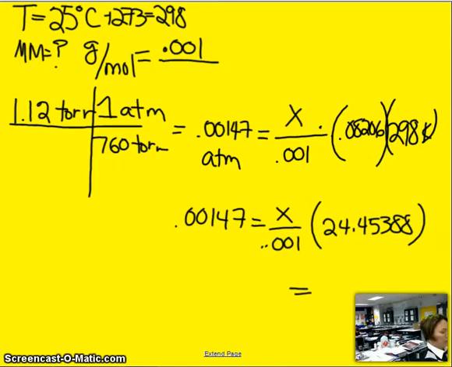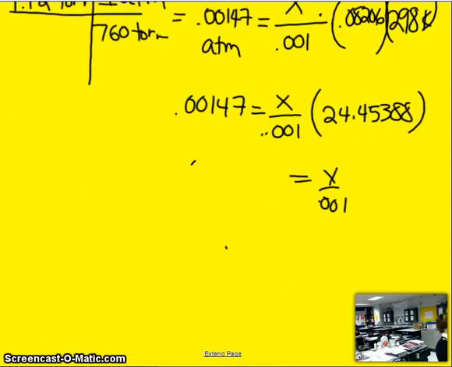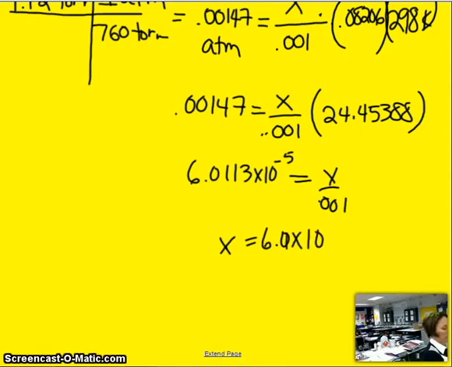And you should get X over 0.001 equals 6.0113 times 10 to the negative 5th. And then you cross multiply to solve for your X, and your X turns out to be 6.01 times 10 to the negative 8th moles.